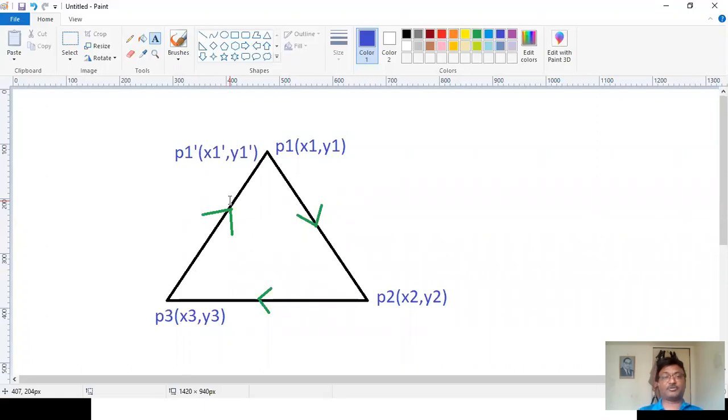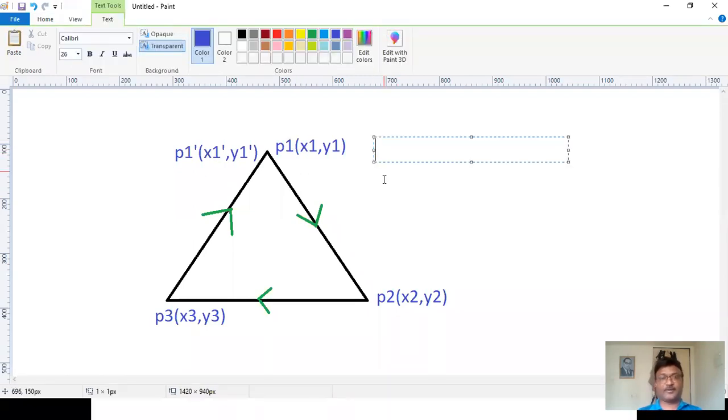But when you are going to draw this point in a computer program, this P1 dash, x1 dash and y1 dash, is considered as next. So what you can say here is x1 is equal to x1 dash and y1 is equal to y1 dash. Means this point you have to draw two times.